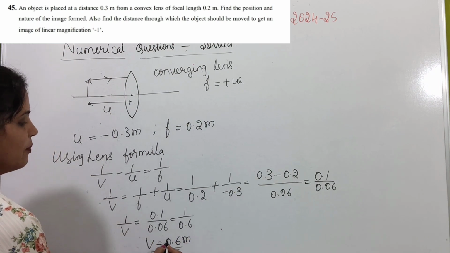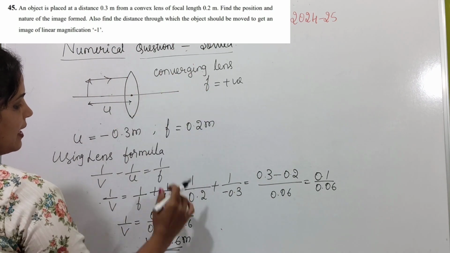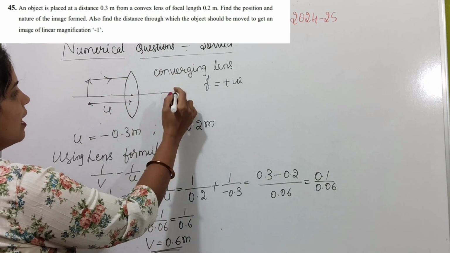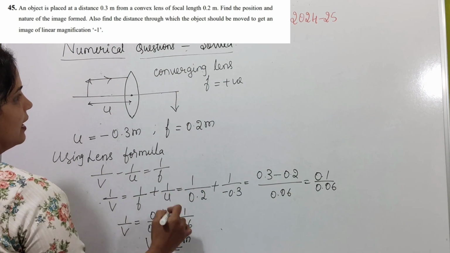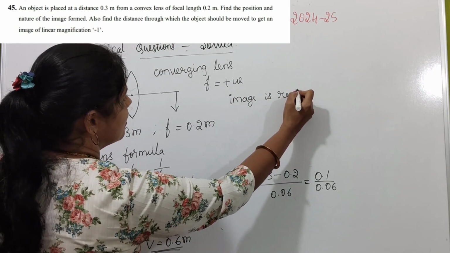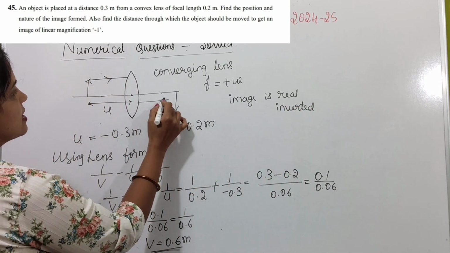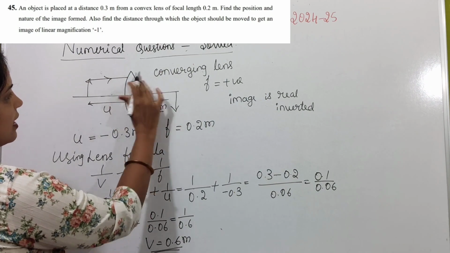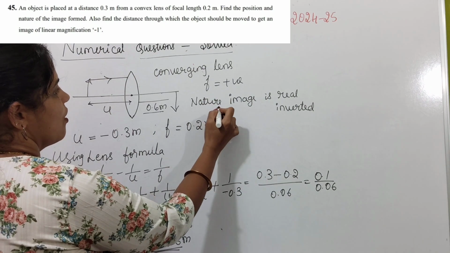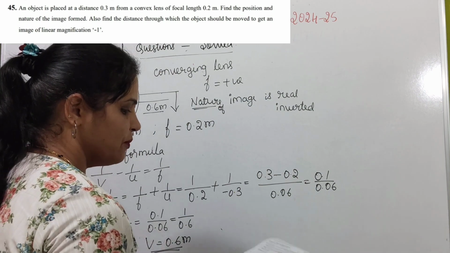So here we get the answer plus 0.6 meter, which means the image forms on this side, the other side of the lens. Since v is plus, the image forms on this side, and here it is inverted. What is the nature of the image? The image is real and inverted. And what is the distance? It is 0.6 meter, on the other side of the lens. So the nature of the image is real and inverted.